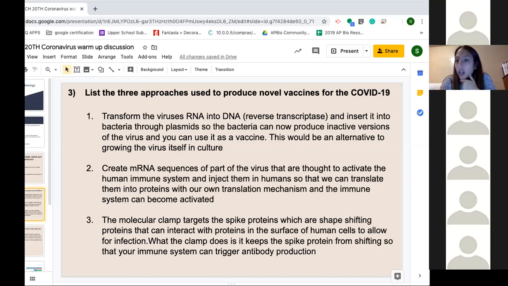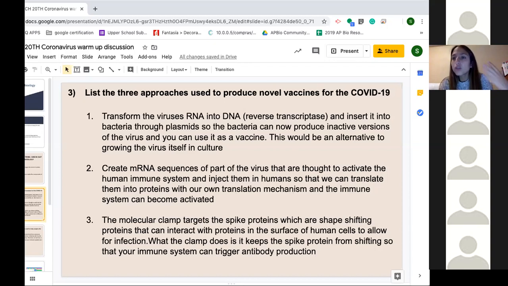Okay, another way that we can get around this idea of growing the virus and creating vaccines from a culture of the virus is you can create mRNA sequences, messenger RNA sequences, of just the part of the virus that you think can activate the human immune system. So this has to do with what Juan Daniel was saying. It can just be some proteins of the virus. It doesn't have to be all the virus, and it's usually the spiky proteins on the outside, the corona proteins, that are the ones that are going to activate the immune system.